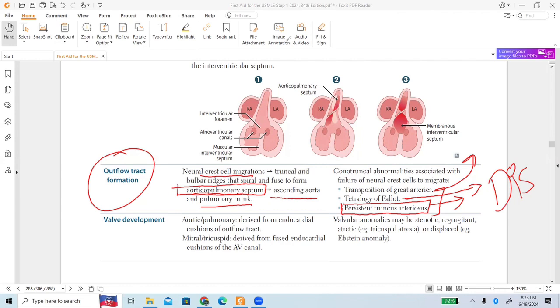The pathology behind transposition of the great arteries is that the aorticopulmonary septum is formed, but this septum does not spiral and fuse. If the spiraling of the aorticopulmonary septum does not take place, it will lead to transposition of the great arteries. In the exam, UWorld, NBME, and the real exam, they give you a clinical vignette regarding transposition of the great arteries, tetralogy of Fallot, and persistent truncus arteriosus, and they try to ask you about the embryological problem, right?